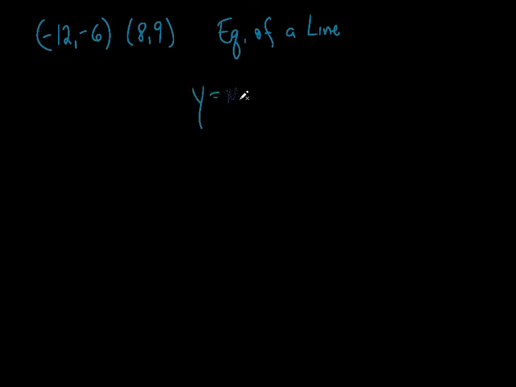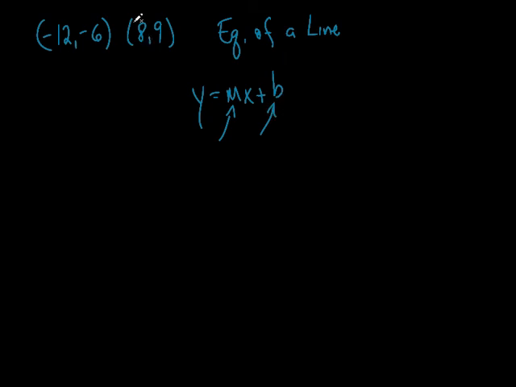This time, the numbers are not quite as easy. It's (-12, -6) and (8, 9). And what do we have to find? We have to write the equation of a line. That's what we're trying to find. And what is the equation of a line? It's y equals mx plus b. That's what we're trying to put it into. All right? So we need to find the slope, and we need to find the y-intercept.